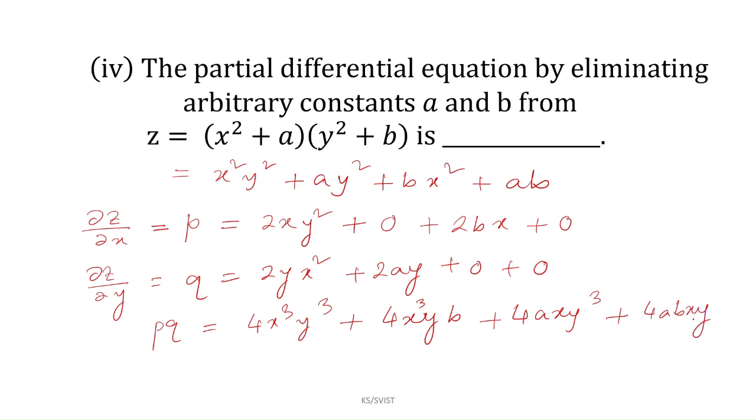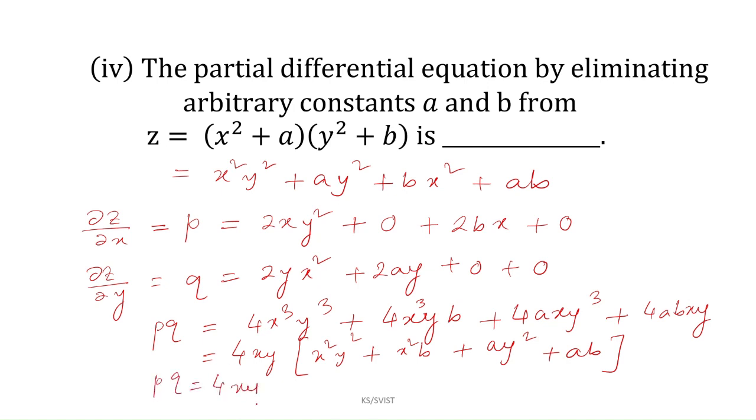Now let us take 4xy common. Then we'll have 4xy(x²y² + x²b + ay² + ab). Now look, this is nothing but z. So pq = 4xyz.